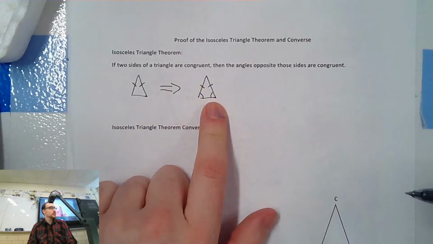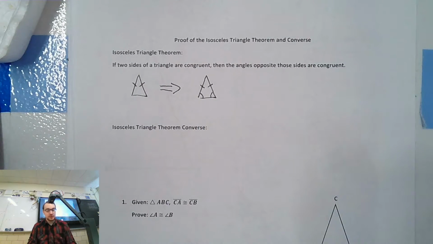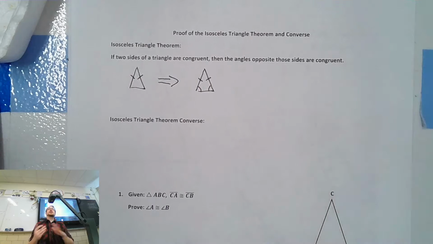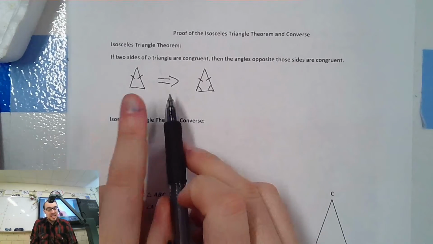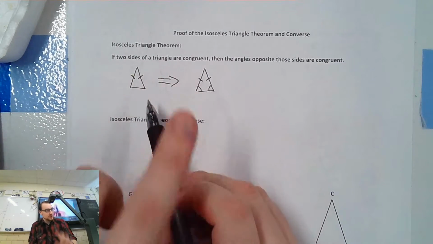But if you have this, you get this for free. Always true. Okay? That's what the isosceles triangle theorem is. Now when we talk about the converse, we're talking about the reverse. So we're taking that arrow and we're flipping it around, sort of. It's not going to be a direct flip. I'll show you what I mean.